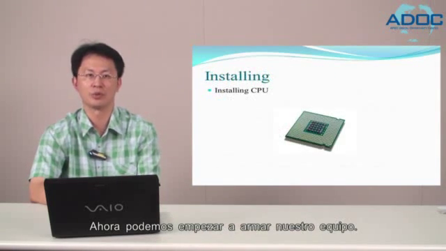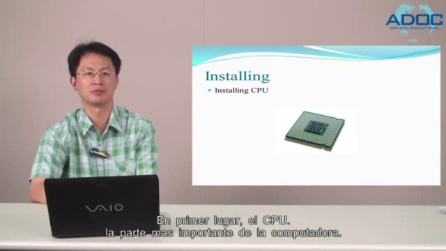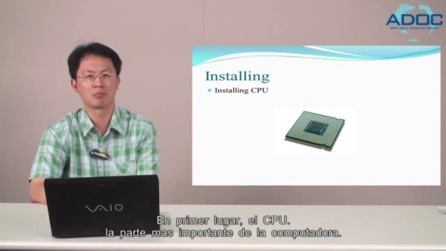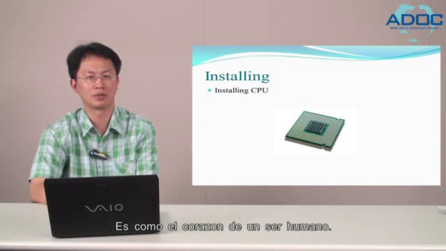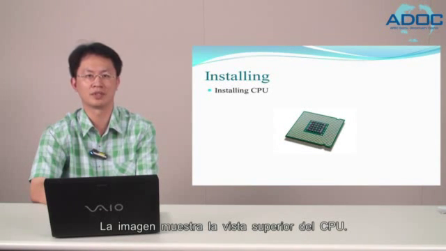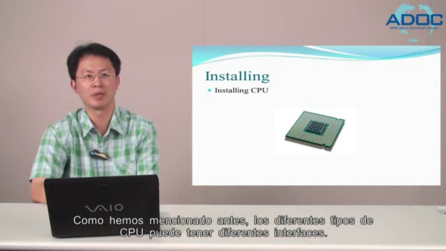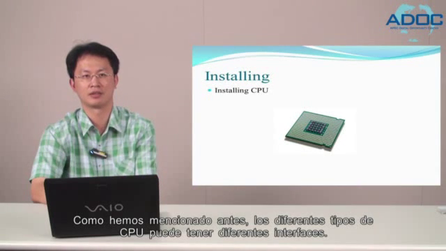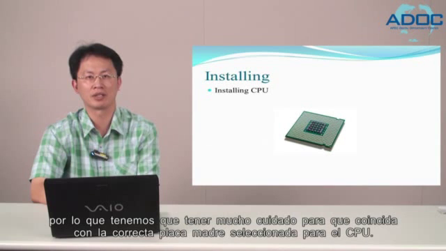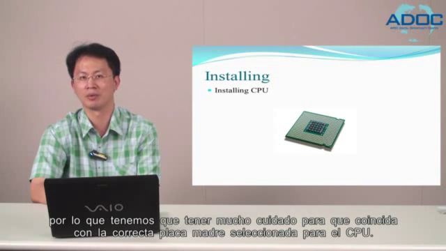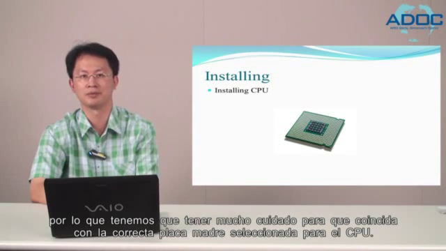Now we can start to build our computer. First, the CPU, the most important part of the computer. It is like the heart to a human. The picture shows the top view of the CPU. As we mentioned before, different types of CPU may have different interfaces. We have to be very careful to match the right motherboard to the selected CPU.